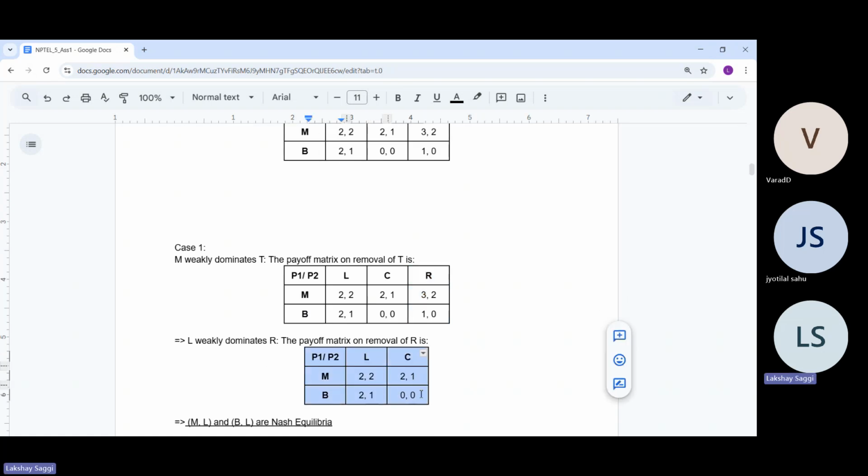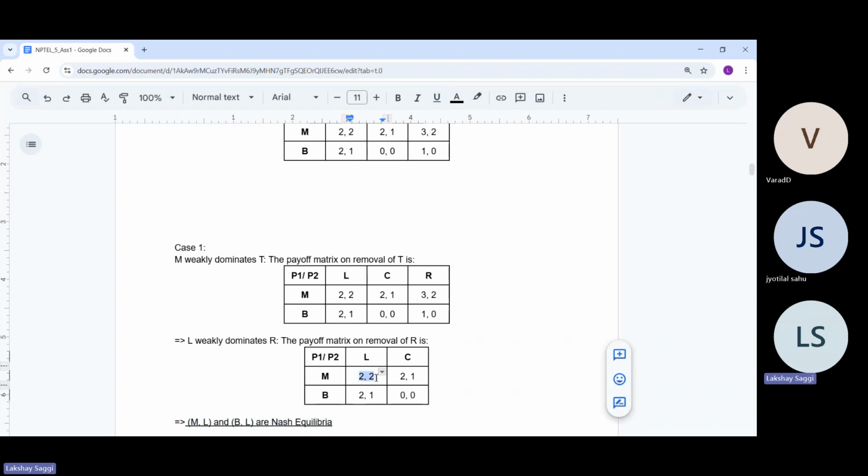And now the payoff matrix looks like this. Only L and C are left, and here only M and B are left. And here you can see in this 2 cross 2 matrix what the Nash equilibria are. So M comma L and B comma L will be the Nash equilibria for this payoff matrix. And how can we see this? We can just check for all these 4 strategies. Let's see if M comma L is indeed a Nash equilibria.